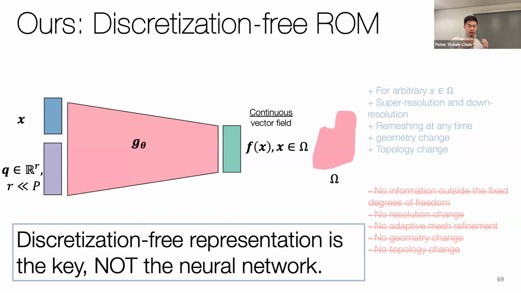But yes, I did apply neural field to reduced order modeling to solve physics and PDE. That is true. But really the key insight is the discretization-free representation. It actually comes out with a low-dimensional manifold that allows you to directly approximate the continuous vector field itself. Maybe it doesn't have to be a neural network. In fact, recently we showed that we actually don't need a neural network here. Even a linear method works quite well.